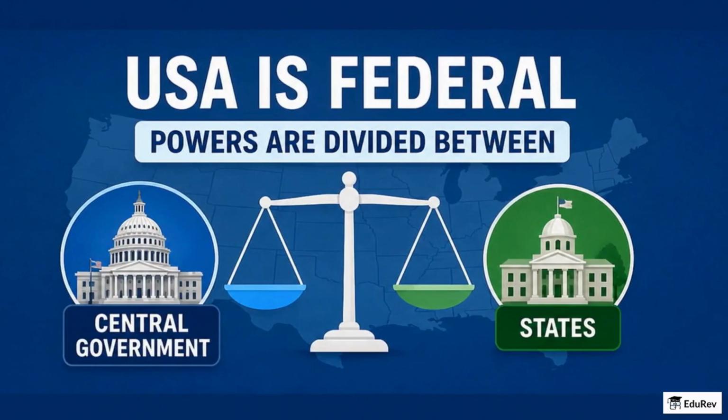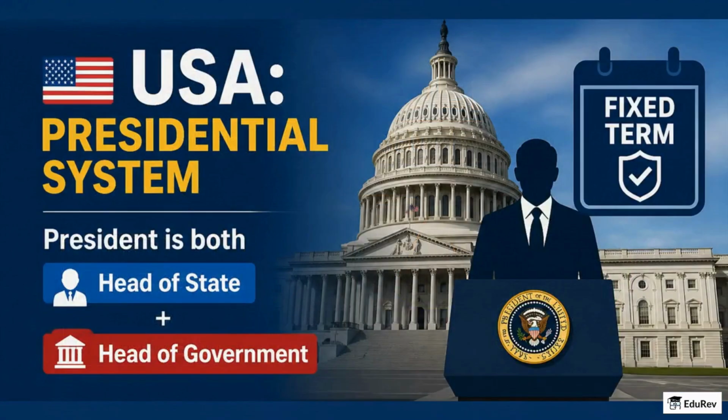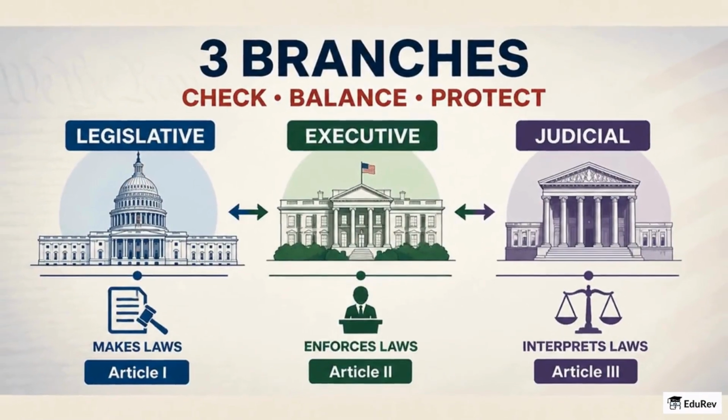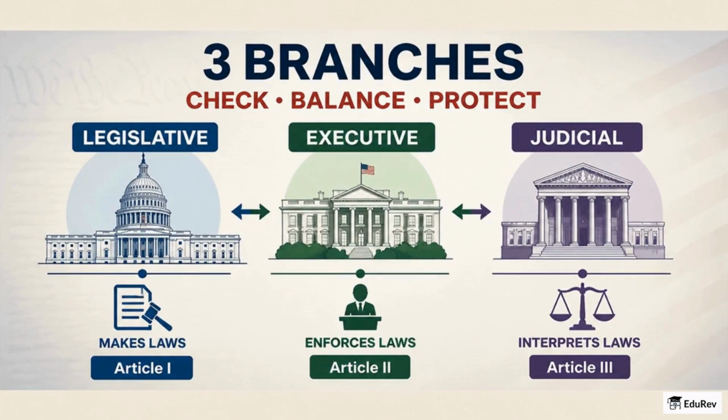Powers are divided clearly between the central government and the states. The American system is presidential. The president is both head of state and head of government with a fixed term. Separation of powers is central. Legislative powers in Article 1, executive in Article 2, judicial in Article 3.